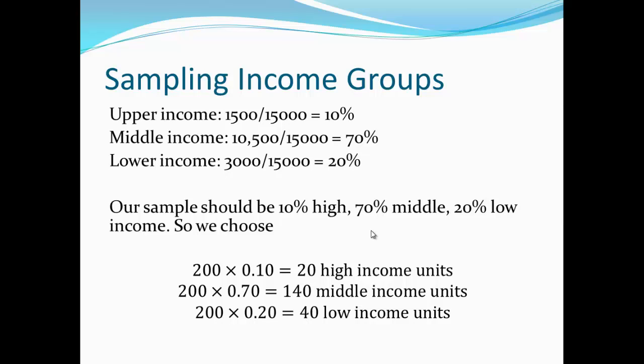areas. So we would take our sample size 200, compute 10% of that, 20 of the homes we interview should come from the high income areas of the city. Then 200 times 70%, or 140 that we sample, should come from the middle income areas of the city, and finally 20% from the low income areas. This is known as a proportional stratified random sample.